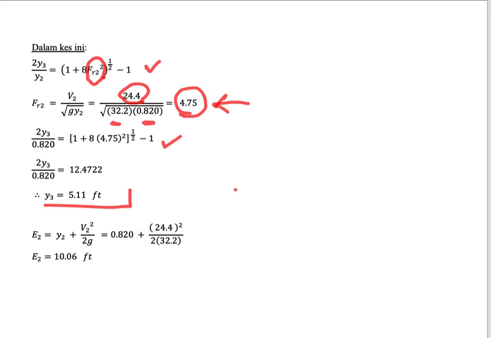Then how do we predict the energy E2? We could say that the energy E2 is y2 plus v2 squared over 2g. So we substitute the height y2 and the velocity v2, and then we could get that the total energy is 10.06 feet.